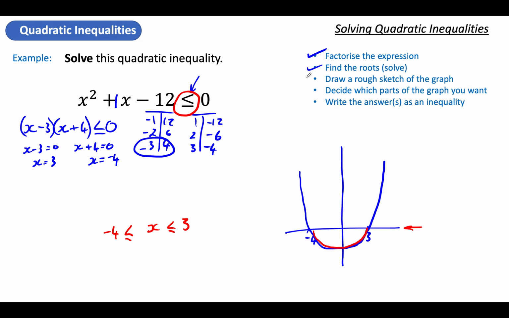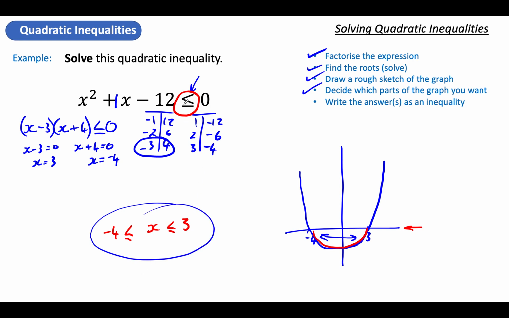So what did we do? Let's go back to blue. We drew a rough sketch. We decided which parts of the graph you wanted. So either you want the bold bit in the middle if it's less than, or if it's greater than, obviously we want the bits sticking up. And then decide which bit of the graph you want. And we wanted the bits between there, didn't we? I just highlighted it in red, the bit underneath the graph. And then write your inequality.